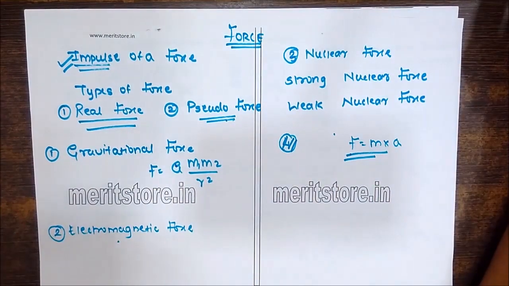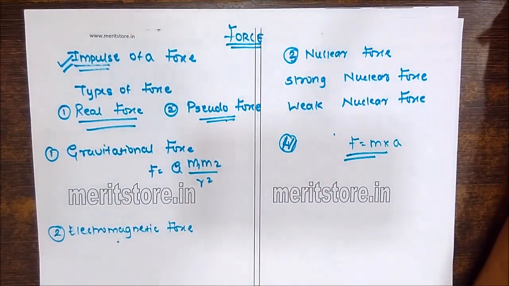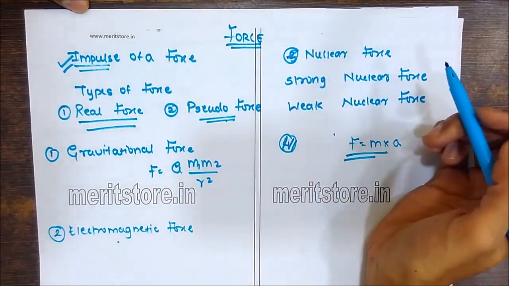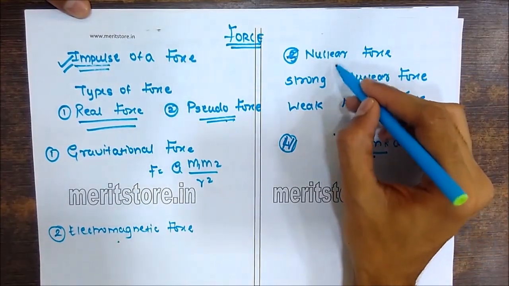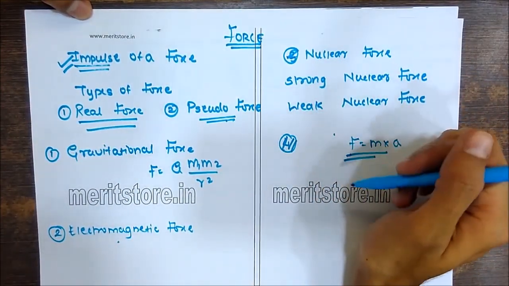So the force exerted by both of them, that force is called the force of attraction or force of repulsion, we can say. That is the electromagnetic force. Next we come to the nuclear force. In this term we have two nuclear forces: strong nuclear force and the weak nuclear force.